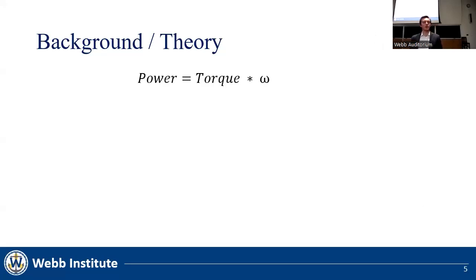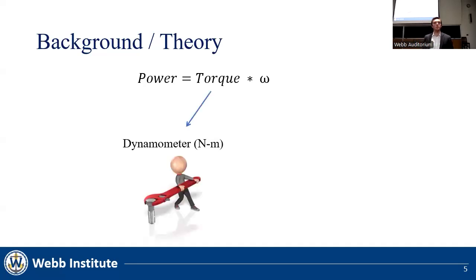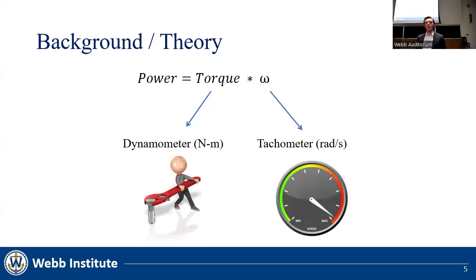For rotating machinery, including any engine, power output is defined as the torque produced times the rotational speed achieved. Today, torque is generally measured using a dynamometer and is expressed in Newton meters. Rotational speed, omega, is measured using a tachometer and is expressed in radians per second or RPM.